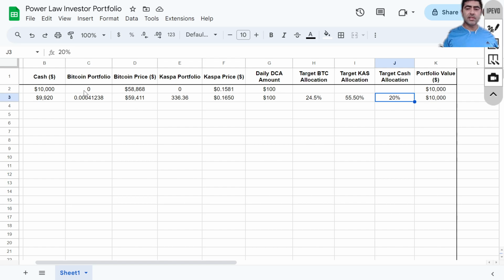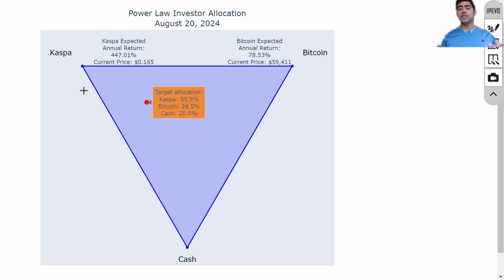So I'll be updating these regularly over the next days and weeks, so you'll be able to track the progress over time and see how the portfolio grows or doesn't grow and how it responds. But the important thing is to realize that here's the Power Law Investor allocation for today, August 20th. We've deployed $100, of which 55 went into Kaspa, 25 went into Bitcoin, and 20 remained in cash. We expect an annual return of about 450% through Kaspa and about 80% through Bitcoin.